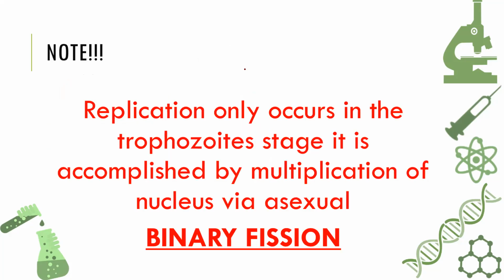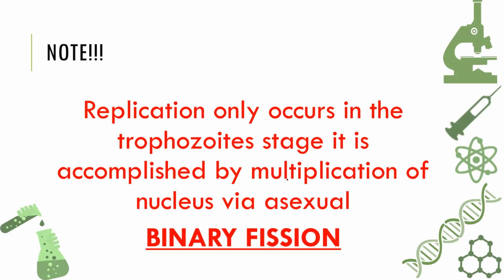Like what I've said a while ago, replication can only occur in the trophozoite stage, and that is accomplished by what we call asexual reproduction. That is what we call binary fission. Now remember, in science, division means multiplication. If you divide, it means you multiply.